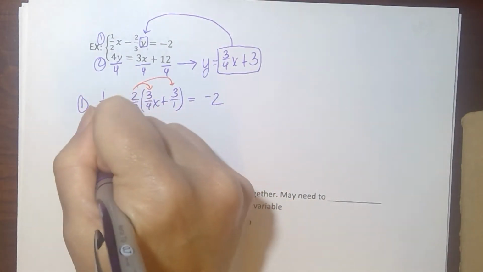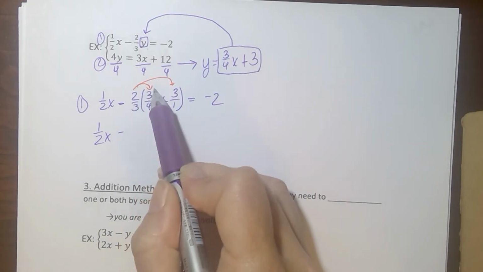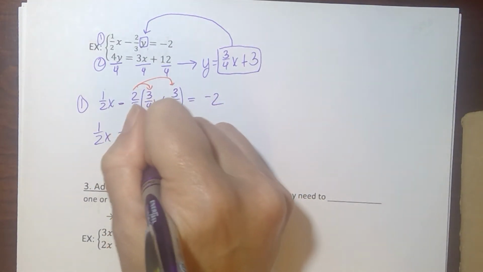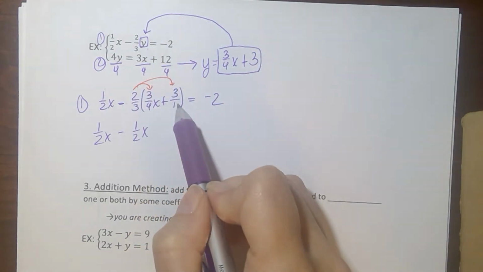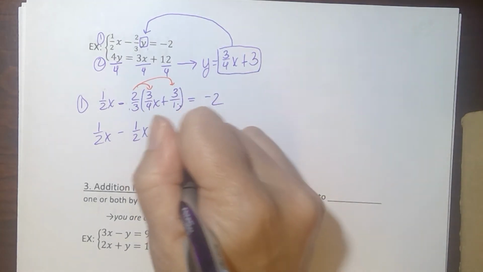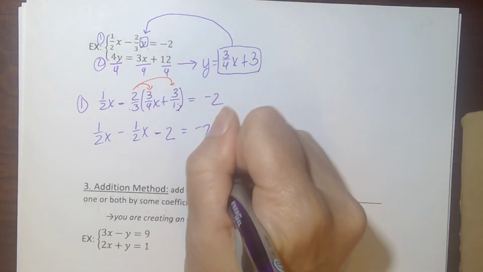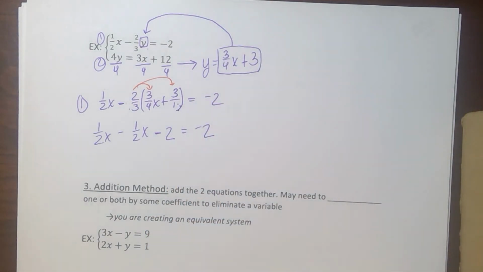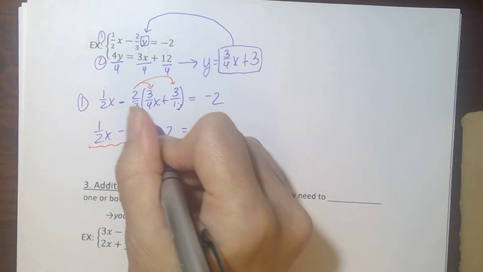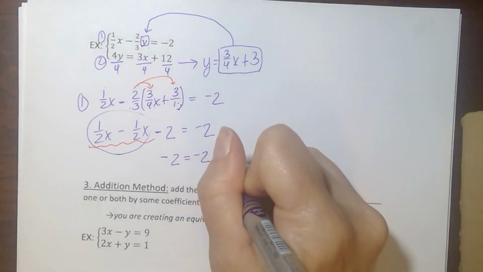I have 1/2 x minus 2/3 times 3/4. Right here, those 3's are going to cancel and leave me with 2/4. Well, 2/4 x is just 1/2 x. And then I distribute here, 2/3 times 3, those 3's cancel, and I'm left with minus 2, because that negative is what I'm distributing, is equal to negative 2. Well, on the left, combine like terms, 1/2 x minus 1/2 x, those are opposites, they add to 0. So I'm left with negative 2 is equal to negative 2, and you know what, that is a true statement.